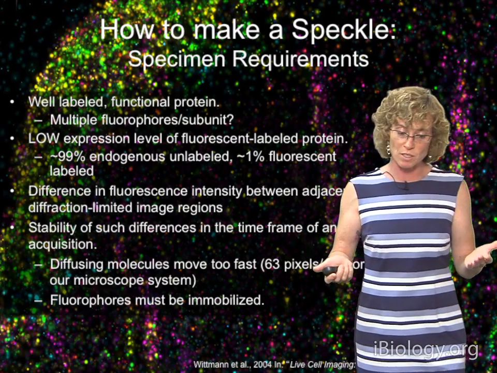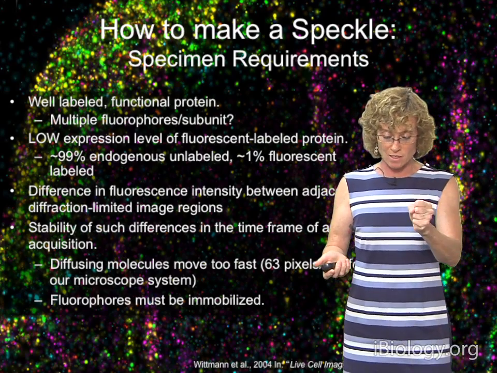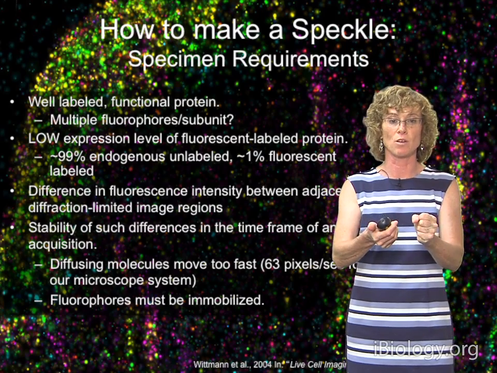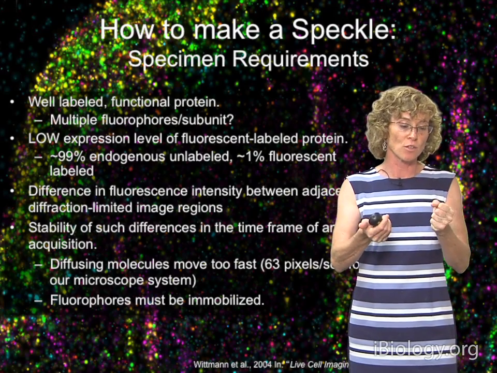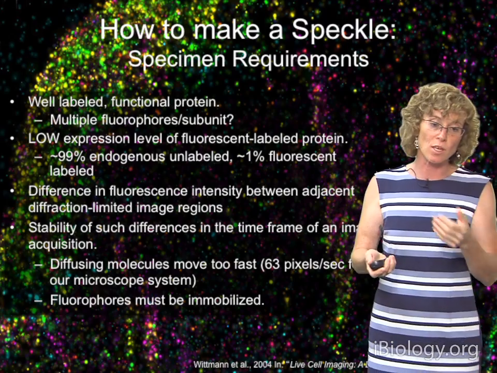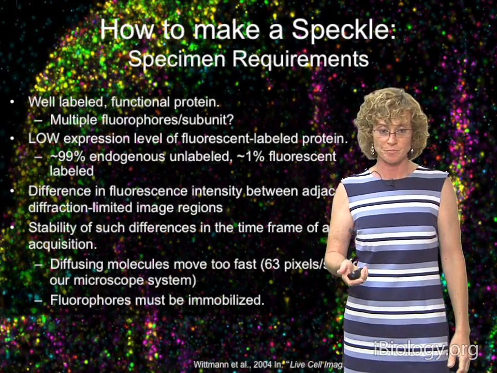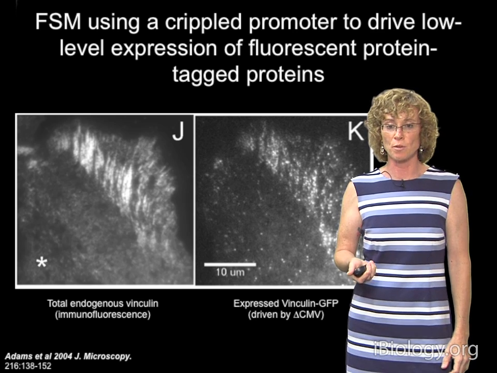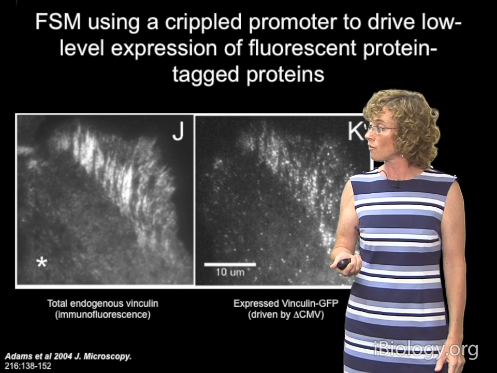So if it takes 50 milliseconds to get an image, the difference between two adjacent 250 nanometer regions has to be stable. So the fluorophores have to be relatively immobilized on that time frame. This is just an example of using a crippled CMV promoter to get low-level expression.